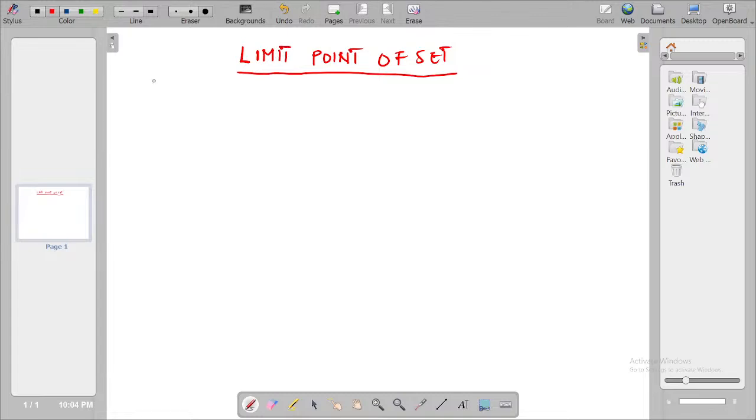In our previous lessons, we took a close look at neighborhoods, right? We are going to apply neighborhoods a lot in limit points. So let's see.